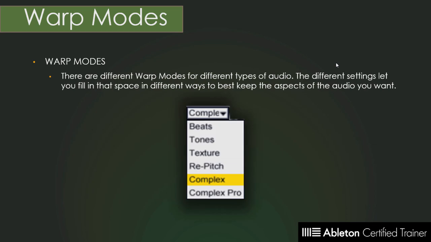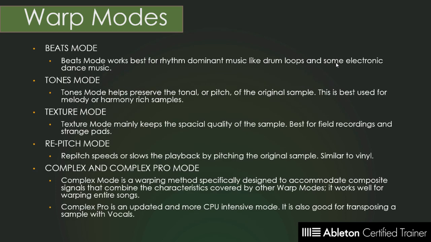There are different warp modes for different types of audio. The different settings let you fill in the space in different ways to best keep the aspects of the audio that you want. And within Live, we have beats, tones, textures, repitch, complex, and complex pro. I'm going to review real quick the different types of modes, and then we're going to look at how we can creatively use them. So beats mode works great for things that are mainly rhythmic, things like drum loops and maybe electronic dance music that's very staccato or has lots of very obvious rhythms. Tones mode helps preserve the tonal or pitch of the original sample. This is best used for melody or harmony-rich samples.